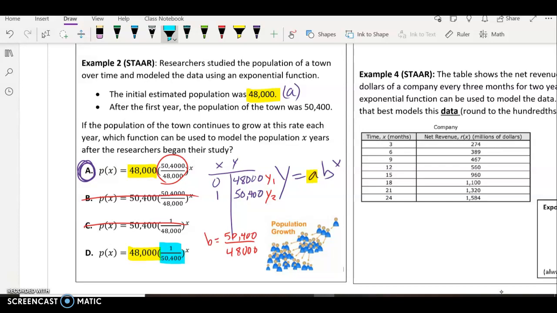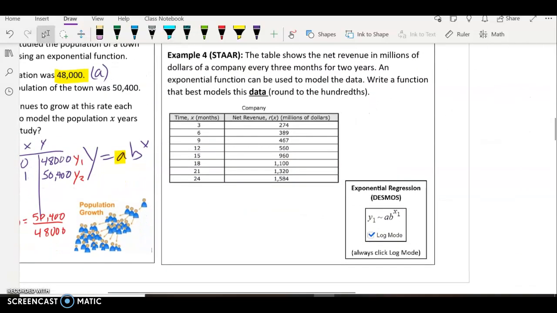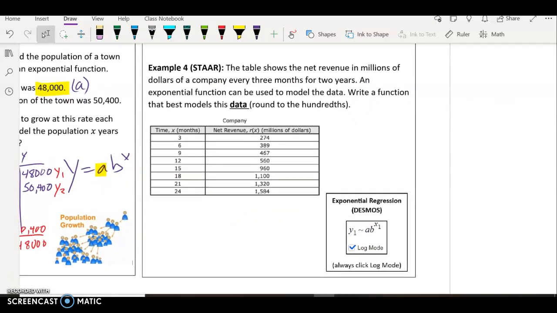All right, guys, let's look at this last one. And this one's slightly different, and we're going to need our Desmos calculator for this because we are dealing with data, which is never beautiful and pretty. Keep that in mind. So the table below shows the net revenue in millions of dollars of a company every 3 months for 2 years. An exponential function can be used to model the data. Write a function that best models the data. Notice I even wrote round to the hundredths place.